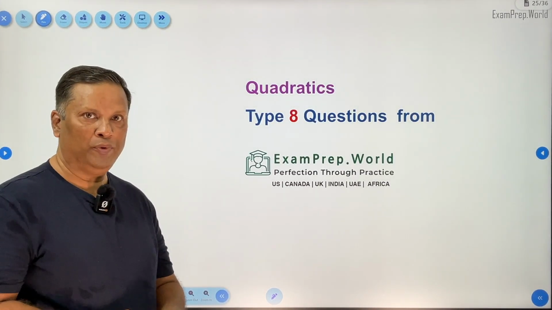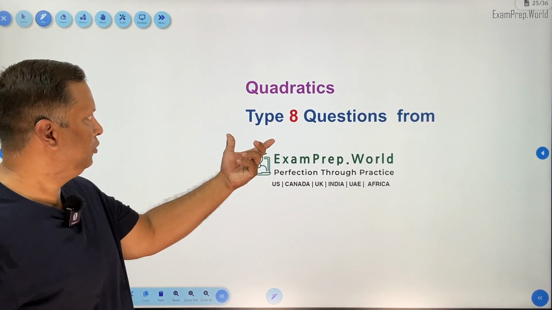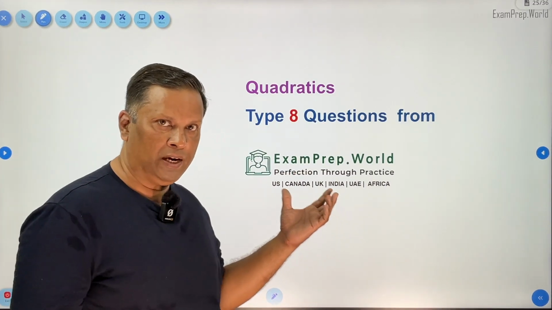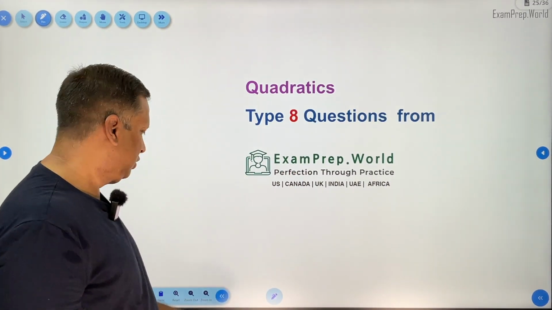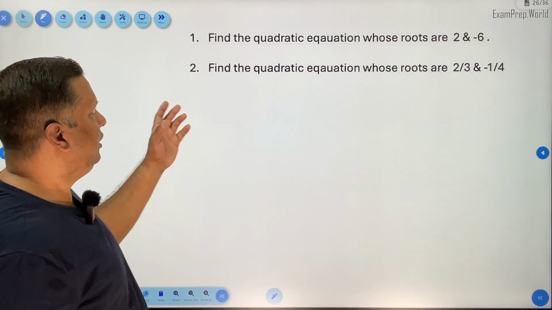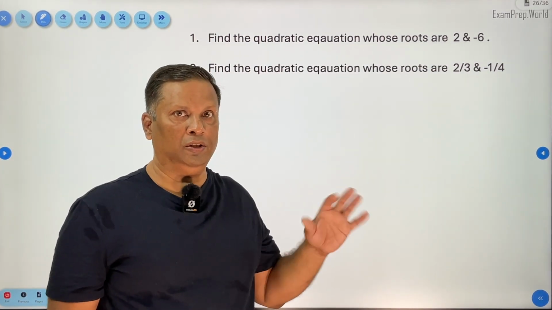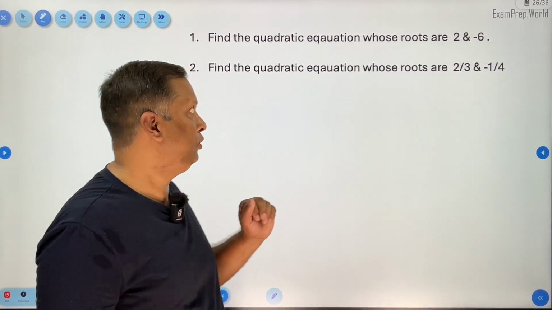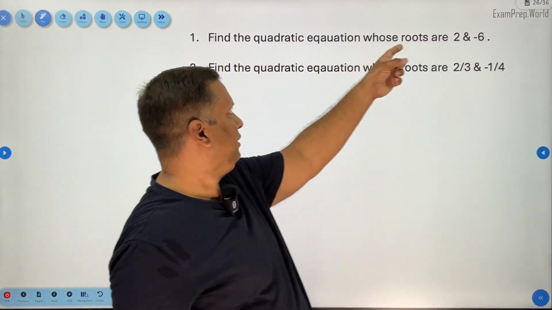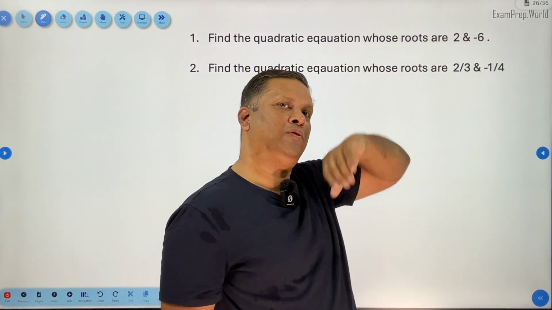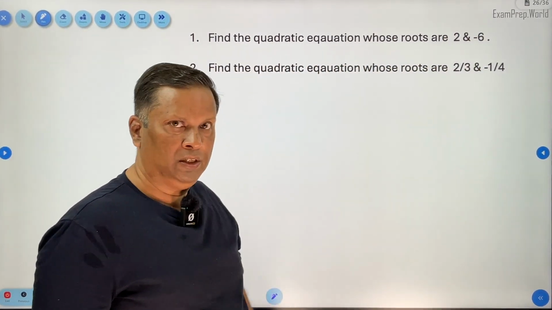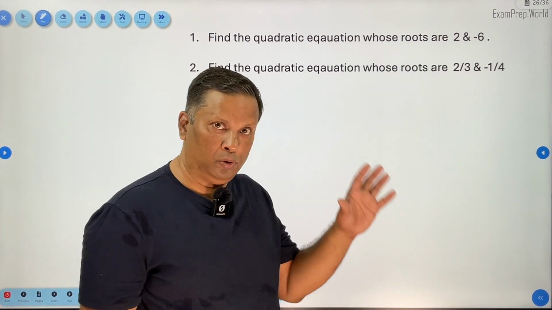Hello kids. So we come to type 8 questions of our quadratic exercise. Okay, let's begin with them. So here this is all about roots. Roots, zeros or the solution of the quadratic are one and the same, I told you, right? So we have to find a quadratic equation whose roots are given, nothing else is given. So you use an algorithm, note it in your notes.